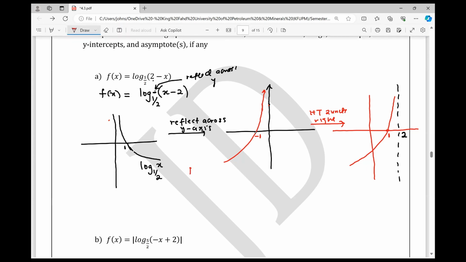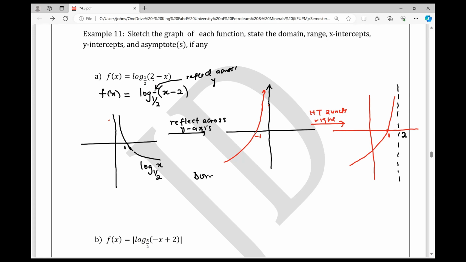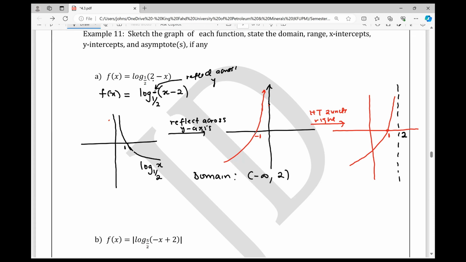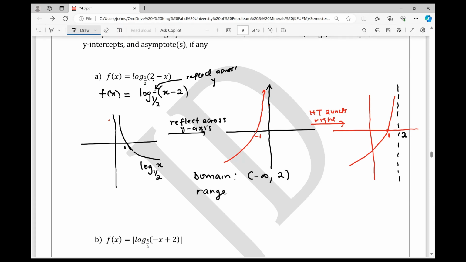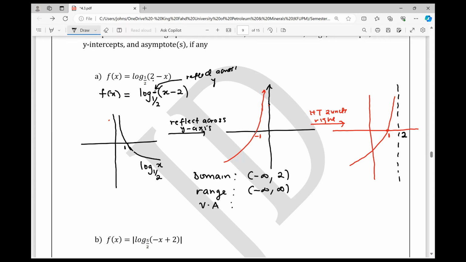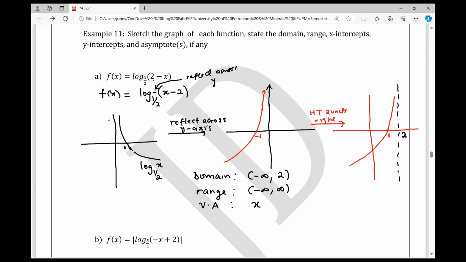So let's answer the questions. What is the domain? You can see that the domain is now going to be from minus infinity to 2, right? But our range is still R, minus infinity to infinity. The vertical asymptote is the vertical line x equals 2.